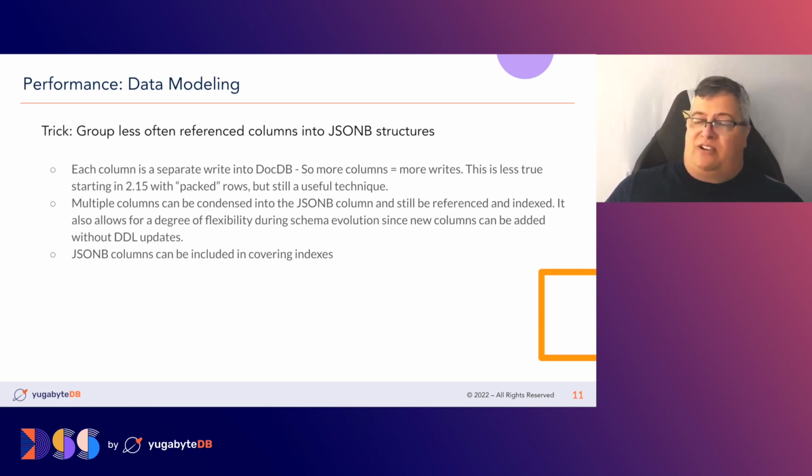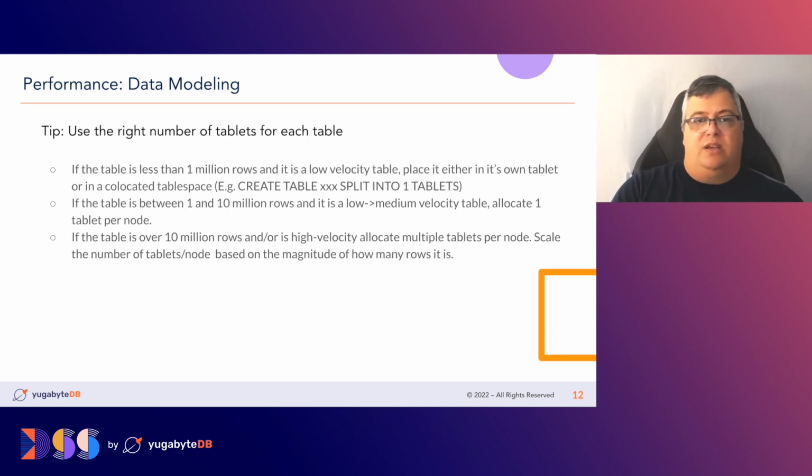How many of us have actually had to face the problems associated with syncing up application changes and databases? When we have to add columns, if you have a JSON-B structure in there, you simply have your application start writing the new column, and you don't have to worry about actually evolving the schema on the database itself. And finally, JSON-B columns can actually be included in covering indexes, which we will discuss a little bit later.